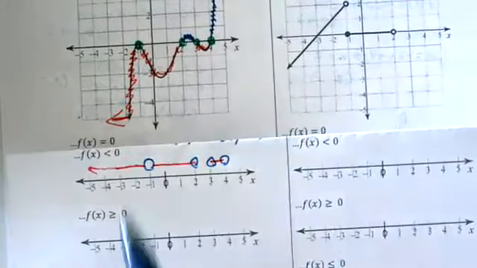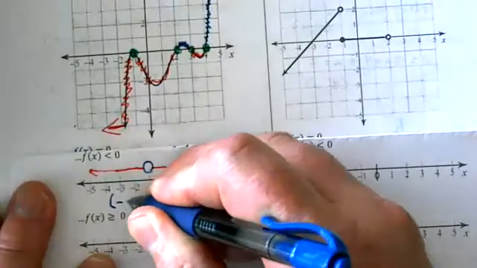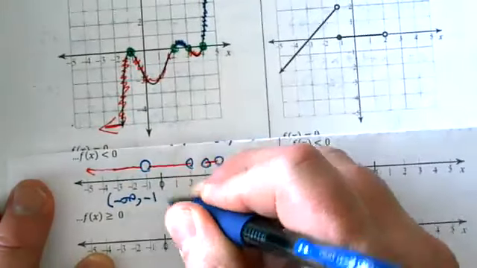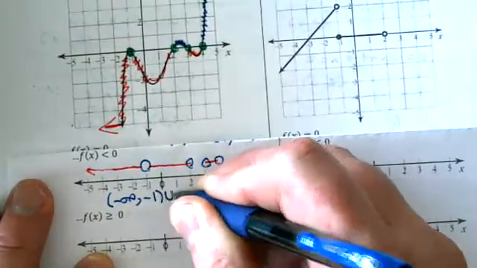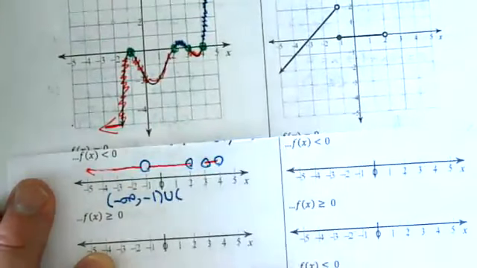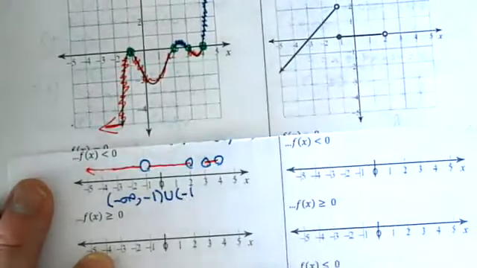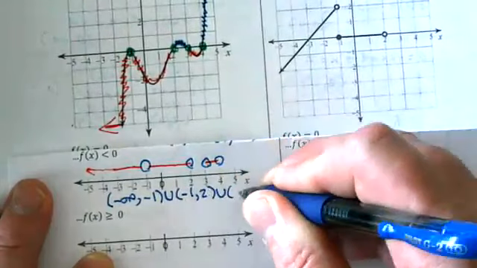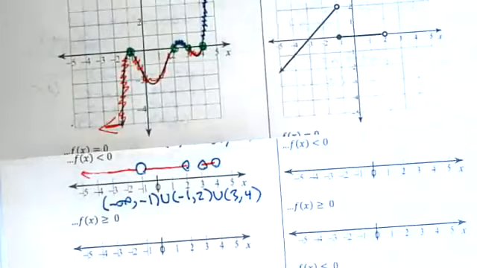All right, let's do this. 1, 2, 3 regions. We'll start from the left with -infinity. It gets us up to -1. Parenthesis or bracket? Parenthesis, and then our U, and then we pick up on the other side of -1, so parenthesis, because it's still not included. Up to 2, and then 3 to 4. You guys are doing awesome.